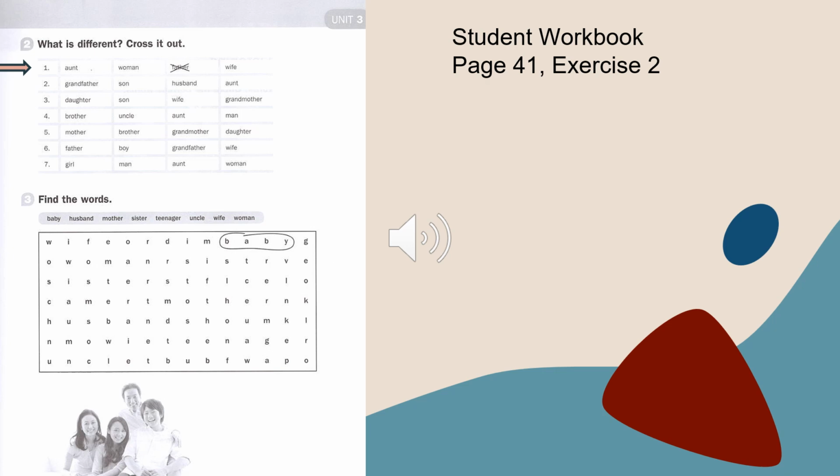Aunt, feminine. Woman, feminine. Oh, father, what is that? No, that's masculine. Wife is feminine. So we cross out father because that is the only word that is masculine. Now you do 2, 3, 4, 5, 6, and 7.